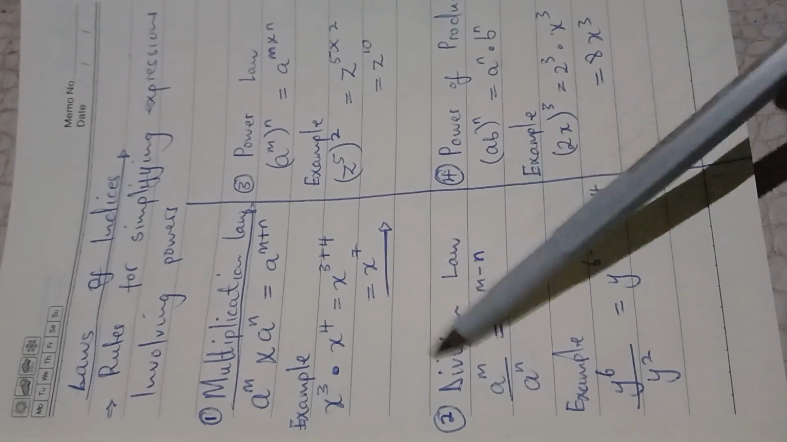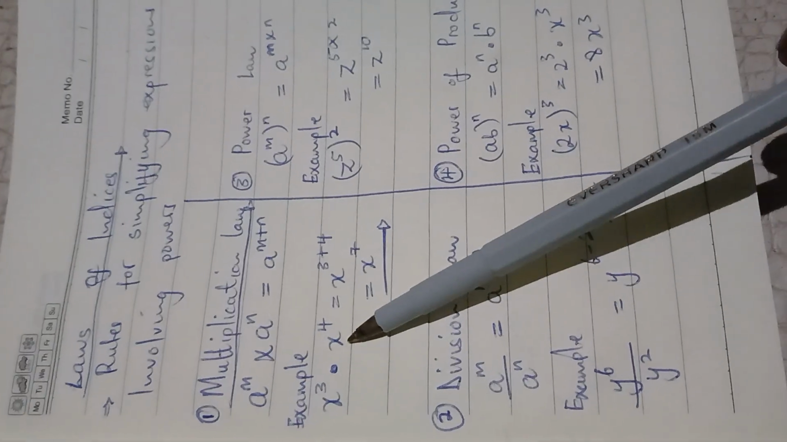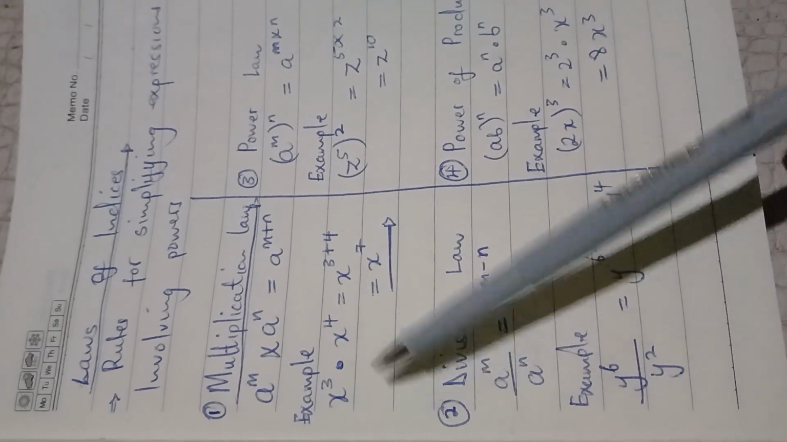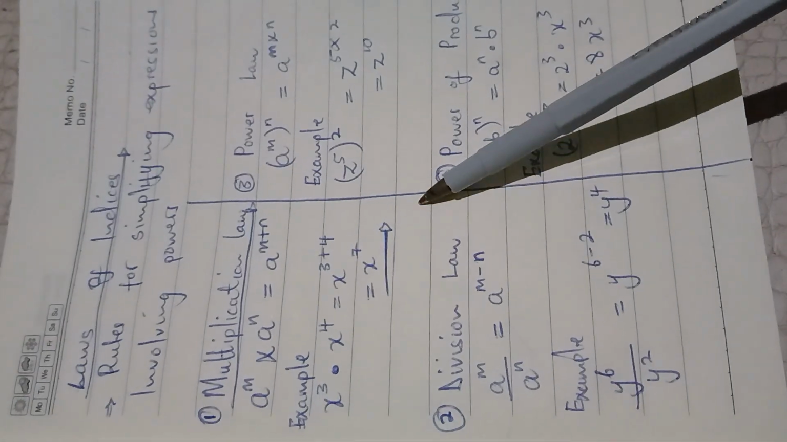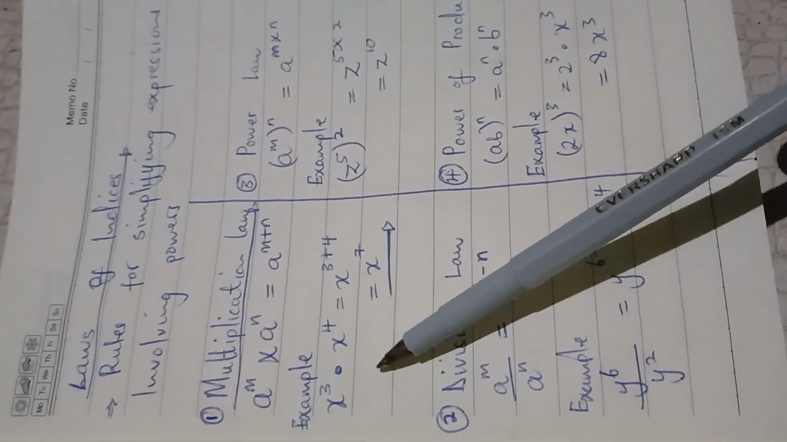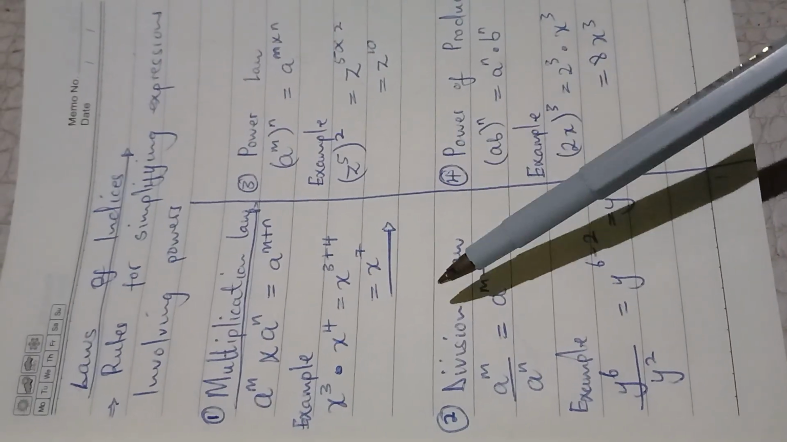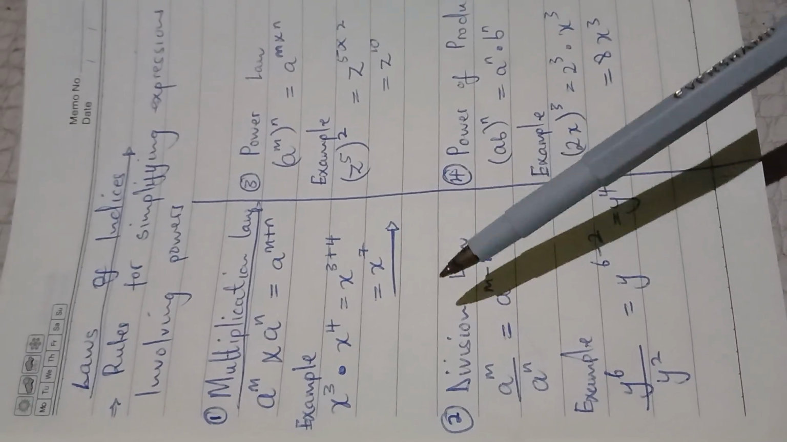For example, x to the 3 multiplied by x to the 4 is equal to x. Remember, the law states that we add powers. So we add 3 plus 4. 3 plus 4 adds up to 7, which means our final answer becomes x to the 7.